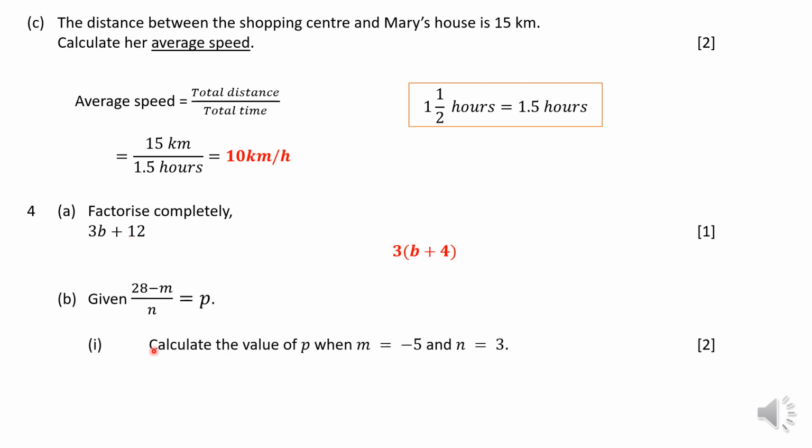Then you have a question here, and it involves substitution. They're asking you to calculate the value of p, the whole value of this fraction. Suppose you substitute m for -5 and also n for 3. So you must be careful when you do n. You see that I put -5 in brackets. Obviously, you get an answer of 11.